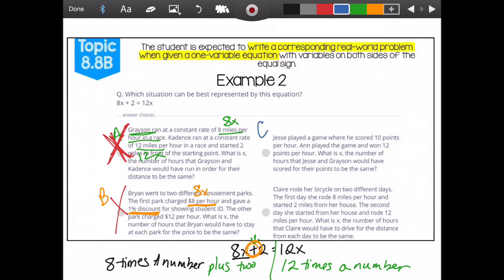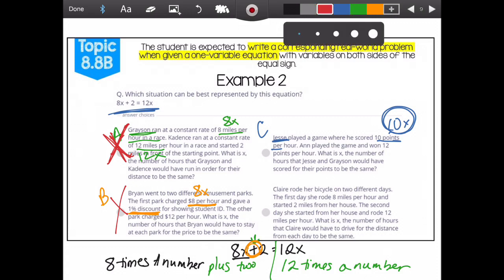Jesse played a game where he scored 10 points per hour. All right, we got 10x. Okay, and played a game and won 12. Well, again, let's look at Jesse, who's representing the left side. We got 10 points per hour. Unfortunately, guys, there is no 10 in my equation. Okay, no 10 in my equation. So again, C is not our answer, but let's look at D.